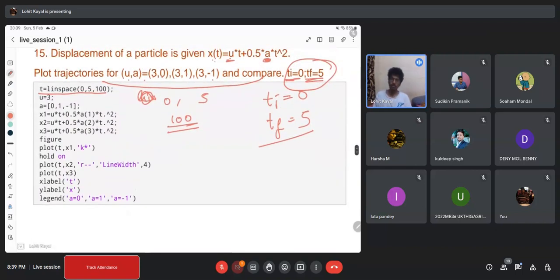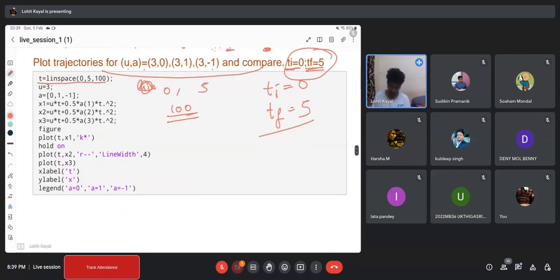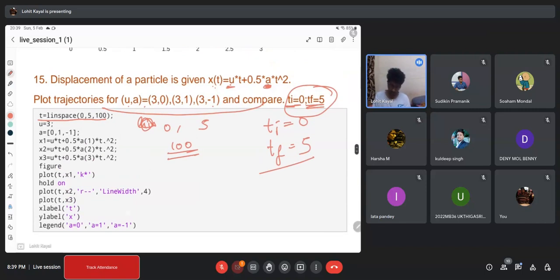In all cases my velocity is 3, so I am writing u equal to 3. A is different in the 3 cases, so I am writing a equals 0, 1 and -1. In the first case it is 0, in the second case it is 1, and in the third case it is -1. Here I have 3 trajectories, so I am writing based on 3 conditions. x1 is u times t plus 0.5 a1 times t dot square. Here I have written it separately because we don't know for loop so far. When we use for loop, we can do it very easily, but here I have written it separately so that you can easily understand.